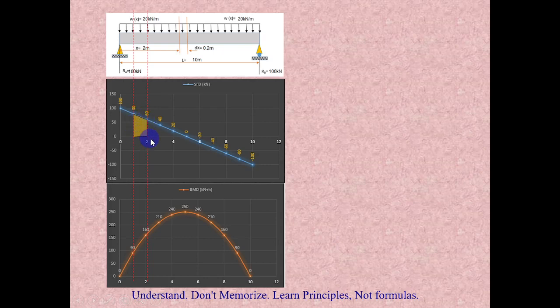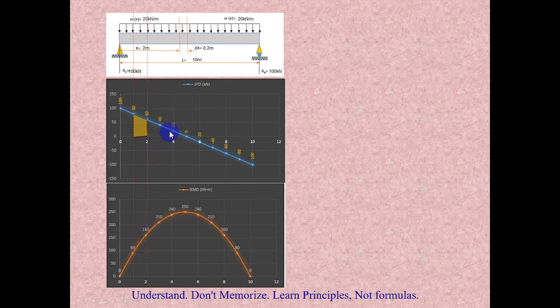The gap is 1 meter, and here the value is 80 and here 60. If we take the average, it is 70 into 1 meter, which is equal to 70. So it exactly matches the difference between these two values. If you take another section here, the difference between 160 and 210 is 50. If you see here 40 and 60, the average is 50, 50 into 1 meter, 50. So if you take any interval, the difference in moment exactly matches the shear force.